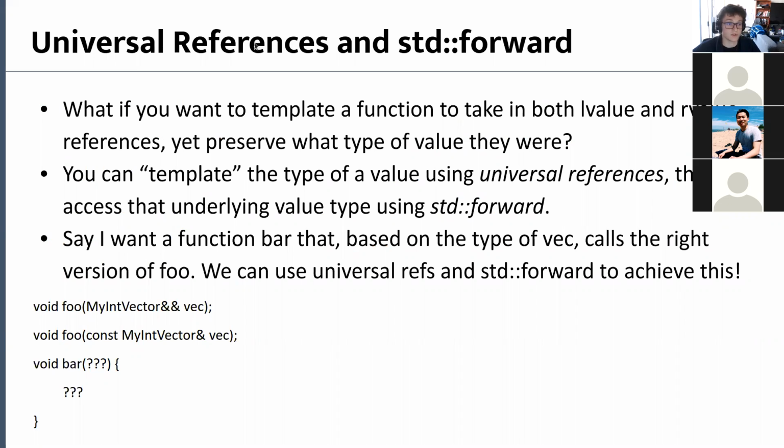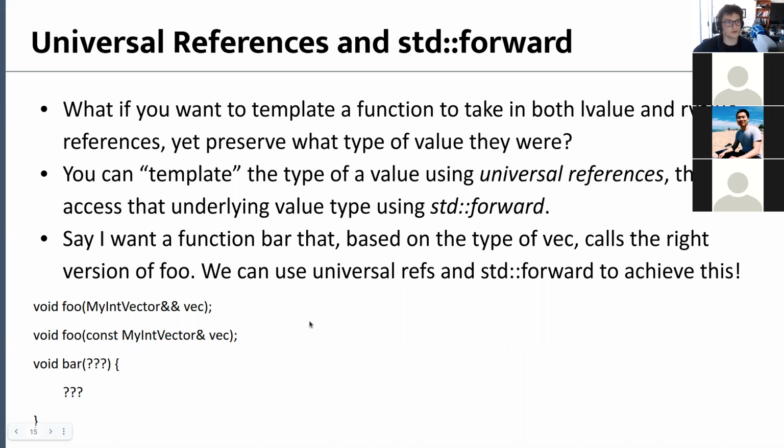Which is not used. I have never used this personally, but I can imagine others using it. So if we want to template a function to take in both L value and R value references while still preserving what type of value they were, then we can do this with something called universal references. So feel free to read the rest of the slide, but let's say we have this function bar, and based on the type of the vector that's passed to it, we want to call the appropriate version of foo.